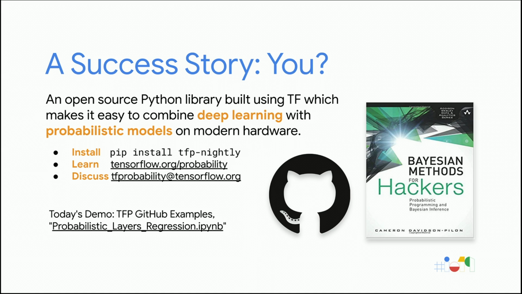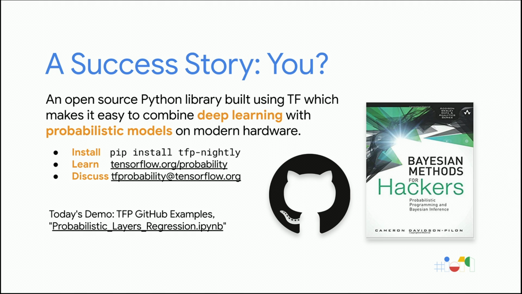So the question I want to leave you with is, who will be the next success story? TensorFlow Probability is an open source Python library built using TensorFlow, which makes it easy to combine deep learning and probabilistic models on modern hardware. You can pip install it right now, learn more at tensorflow.org/probability, or shoot us an email.